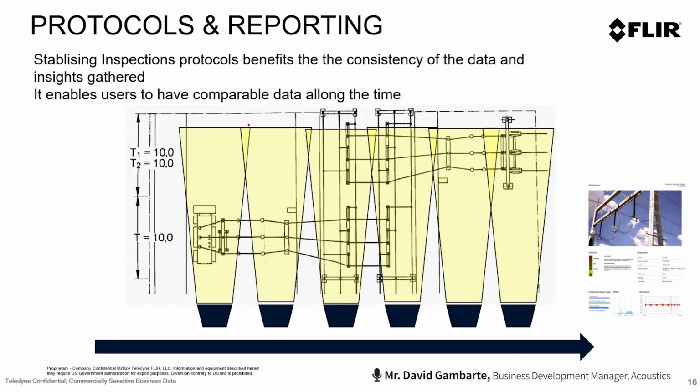Basically, if you establish inspection protocols that can be performed along the time, for example, every second week or every 4 weeks or every 2 months, depending on the availability of the cameras and the priorities that you have and the time of your professionals, you will get consistent data along the time.